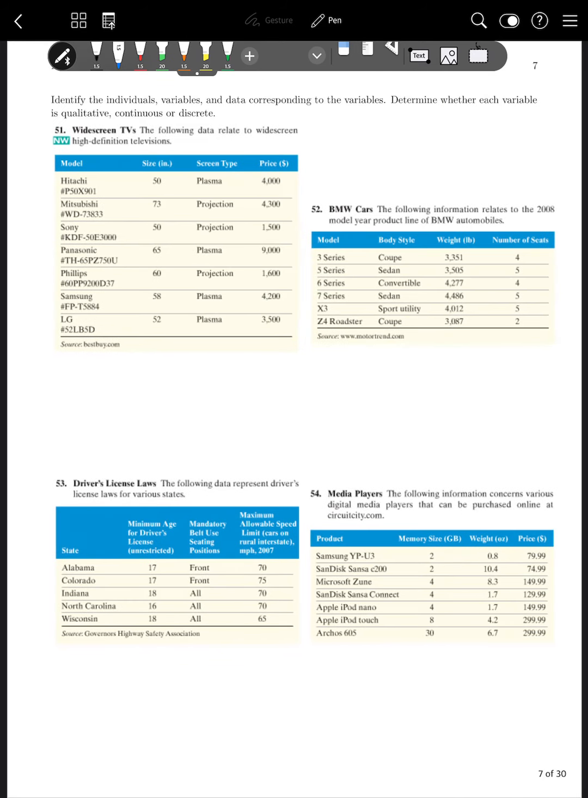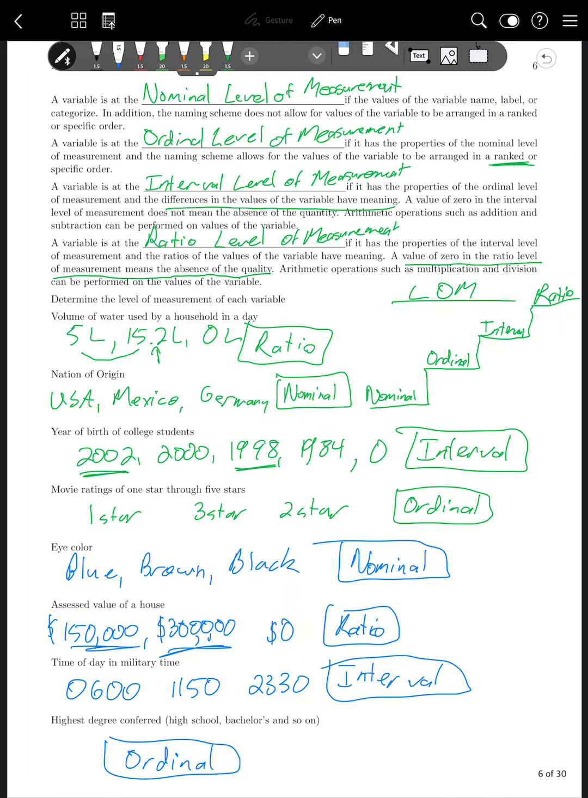Okay, so I think we'll skip over these last two pages. These are just more examples of some of the stuff we've already talked about today. And I'll let you practice that in the homework because we're already at a 30-minute video.